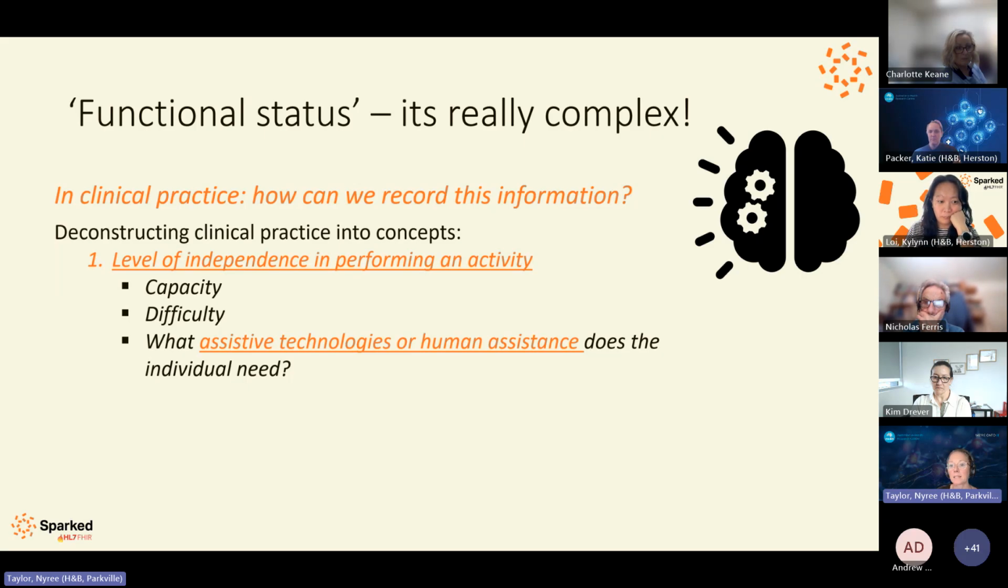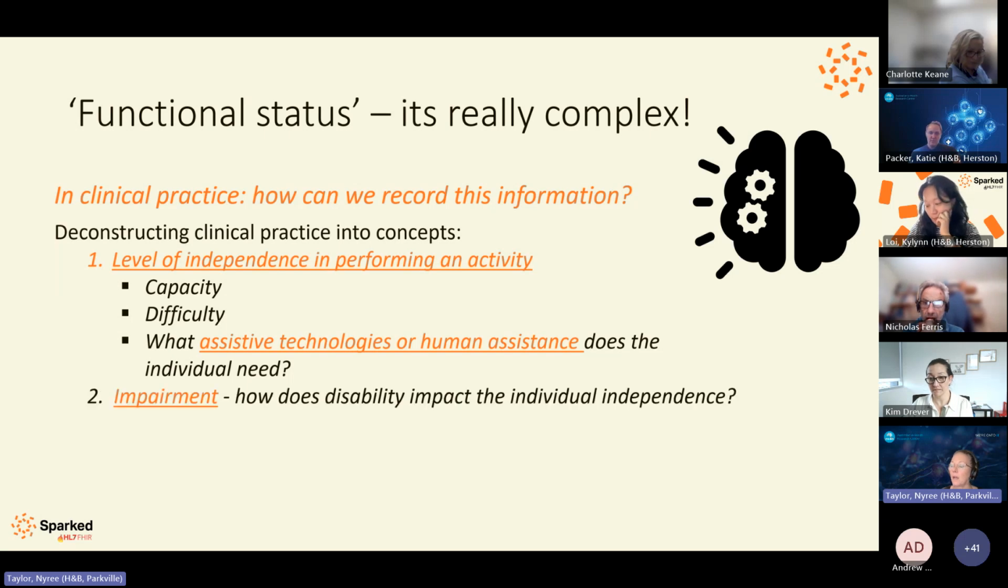And when we're looking at assistive technologies, we're actually looking at the identification of a tool, method, or system that's used to enable that individual to perform the specific activity. So really, when we're breaking it down, we're looking at the level of independence around those three qualifiers, and we're actually separating out the impairment as something different that we're going to measure later down the track. So it's something that we need to understand, but we're not going to break it down right now. And when we're looking at impairment, we're looking at how does the disability impact the individual's independence.